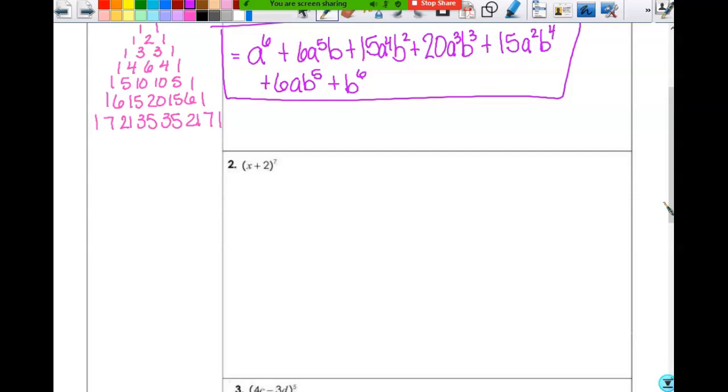So I have x plus 2 to the 7th, so that means n equals 7, and I need row 7. So row 7 is 1, 7, 21, 35, 35, 21, 7, and 1. All right, so my first coefficient is 1. I multiply that by the first term, which is x to the 7th power, times the second term, which is 2 to the 0 power.